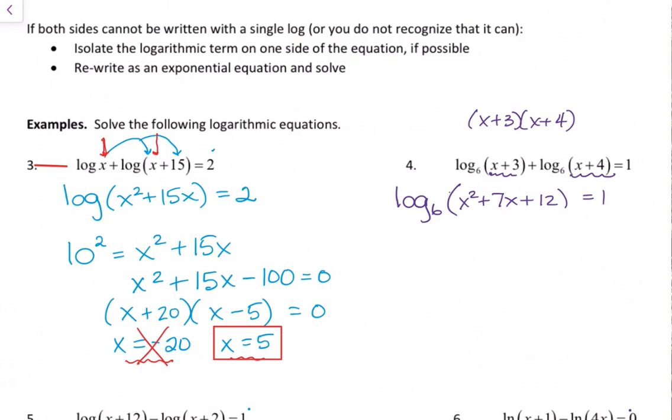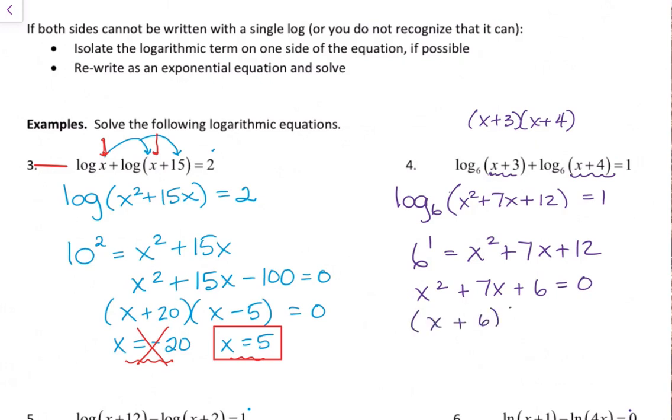And now I'm ready to write it as an exponential. So my base is 6, my power is 1, and I set that equal to the argument. So there's the equation that I want to solve. Again, it's quadratic, so I want it set equal to 0. If I move that 6 by subtracting it, I'm going to have x squared plus 7x plus 6 equals 0, which will factor into x plus 6, x plus 1, giving me two solutions, x equal to -6 and x equal to -1.